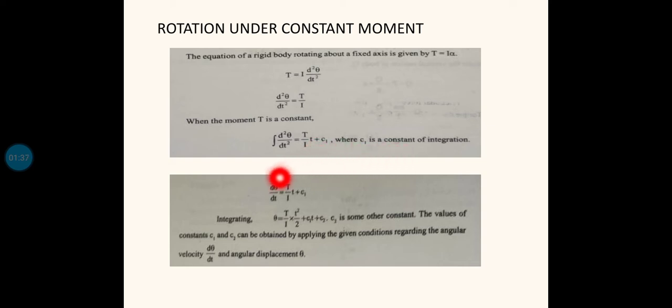Now again integrating this equation, the integral of dθ/dt equals the integral of T/I into t plus c1. On the left side, the integral of dθ/dt is nothing but theta, so theta equals, on the right side, T/I into t²/2 plus c1 t plus c2. So this is the final equation, θ = (T/I)(t²/2) + c1 t + c2, where c2 is another constant of integration.